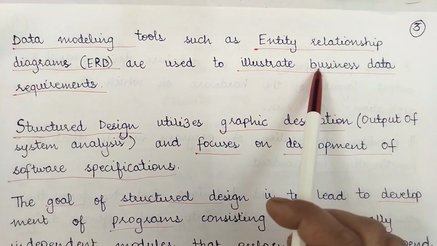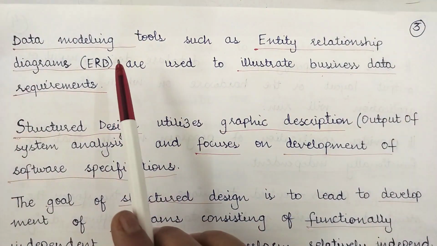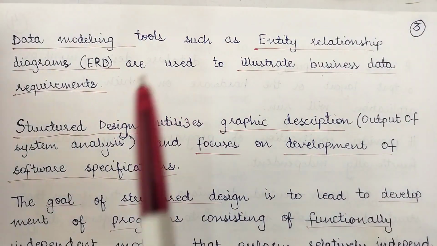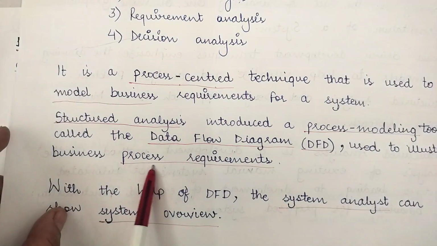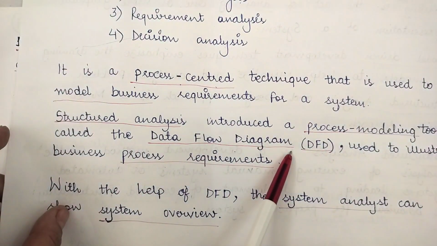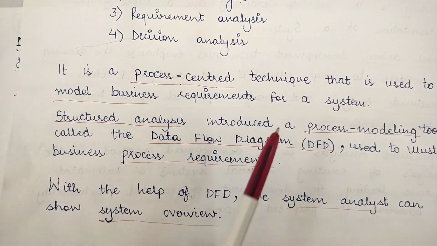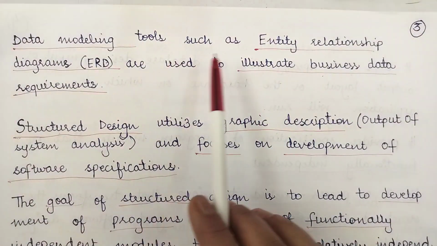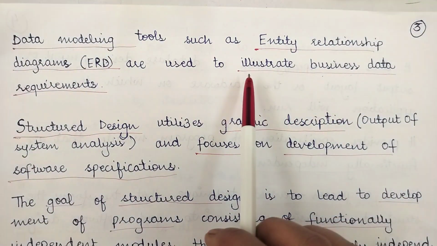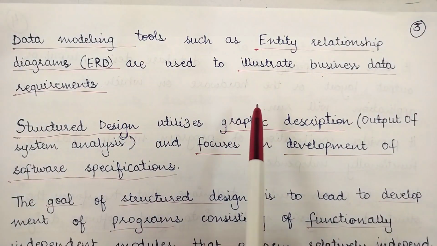What all data would be required for the business is illustrated with the help of the entity relationship diagram, and what all processes would be required for the business are depicted or modeled through the data flow diagram. So the data flow diagram is telling you what all processes are required by the business, and the entity relationship diagram is telling you what all data is required for the business. So basically, when I say business, that means the new proposed system.